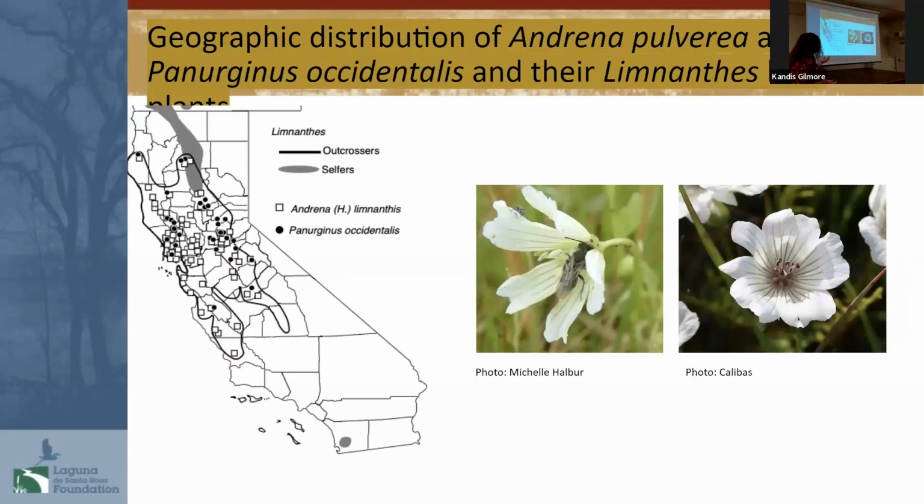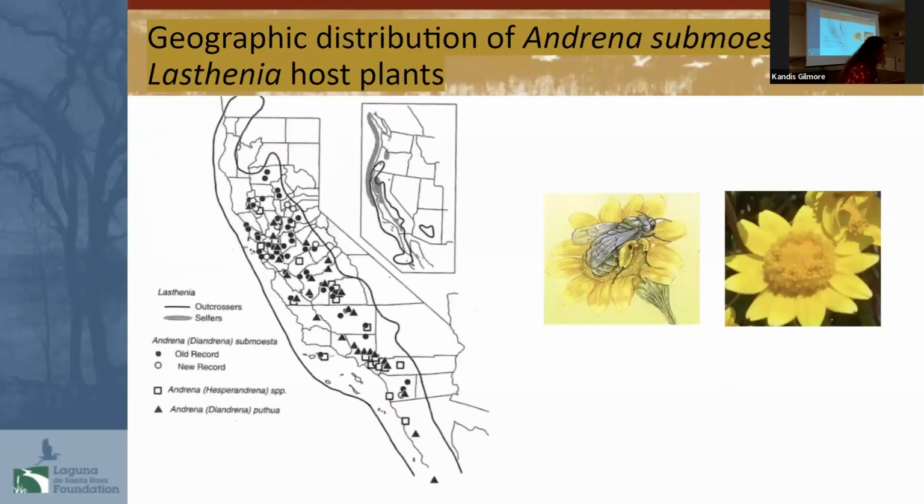This is the distribution of the Limnanthes meadowfoam, all the different species of meadowfoams, and the two different bees associated with meadowfoam: Andrena limnanthes, which is now called Andrena pulveria, and Panurginus occidentalis. There are quite a few more found of that type versus Blennosperma.